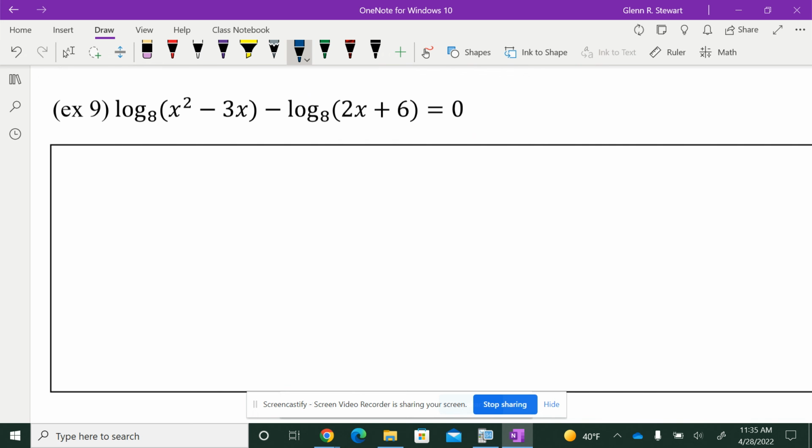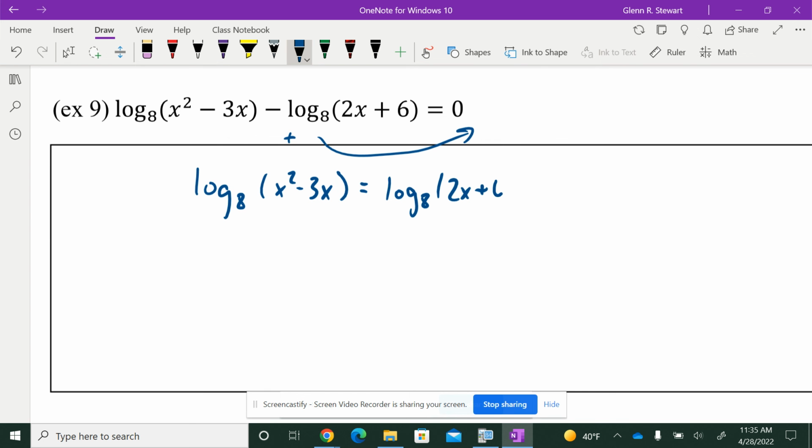If you notice with example number 9, the logs are both on the same side. My suggestion is move this entire thing over. So we'll actually want to add it over to the other side first. And since they both have the same base, then we can cancel those out. So let's cancel these out. Move this over to the other side again because we have an x squared and an x value. So end up with x squared minus 5x minus 6 equals 0.